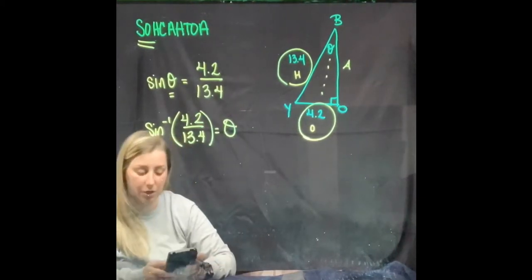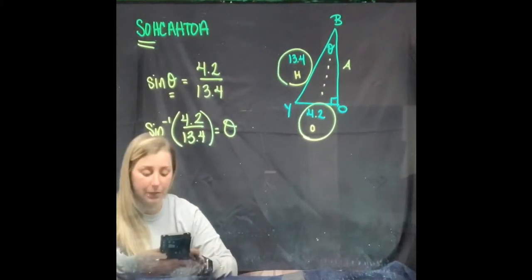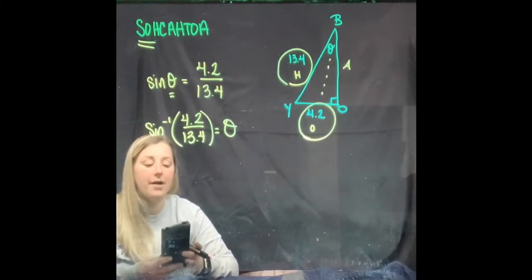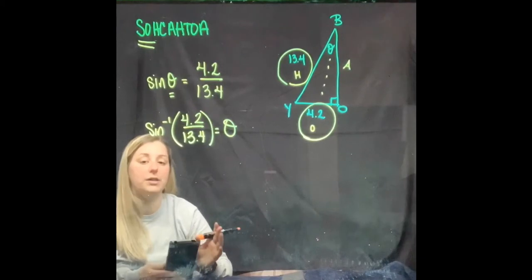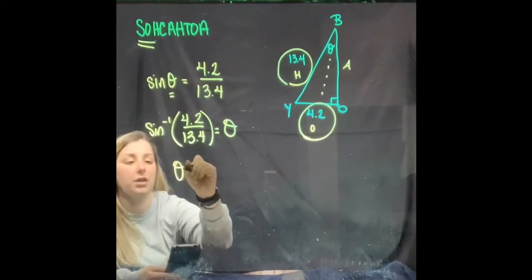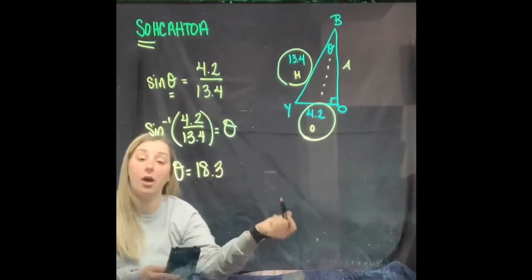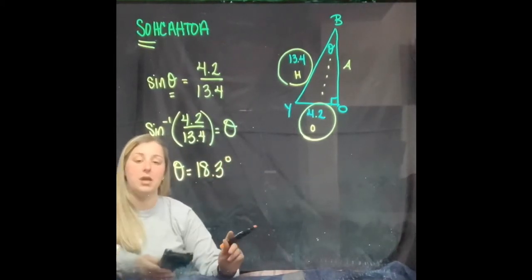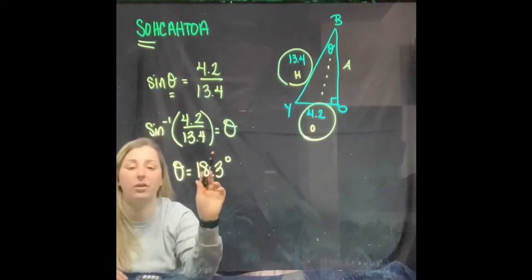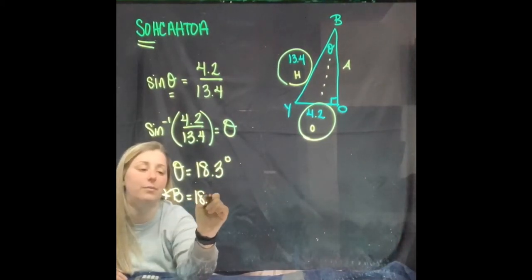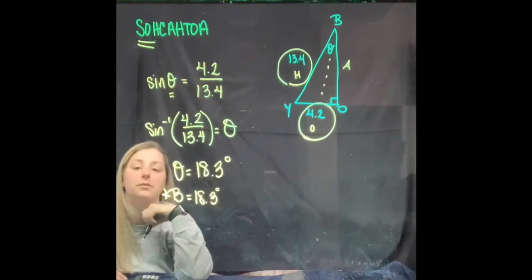So I'm going to do that in my calculator right now. So we've got second sine of 4.2 divided by 13.4, and remember, for our purposes, I do just want the tenths place. So the angle here is going to be equal to 18.3, and we're talking about degrees. So that would be the measure of angle B. You can even say angle B is equal to 18.3 degrees.